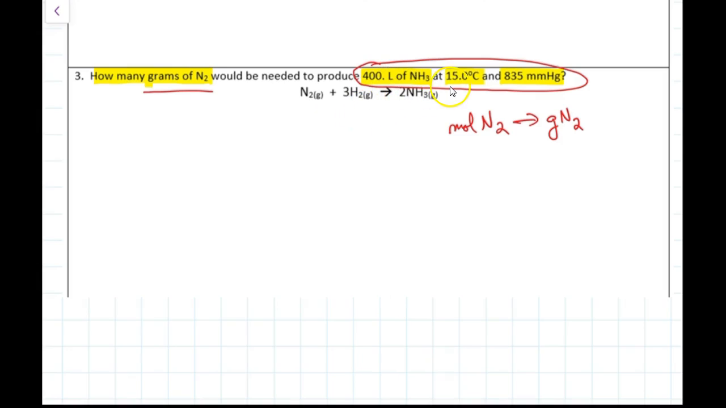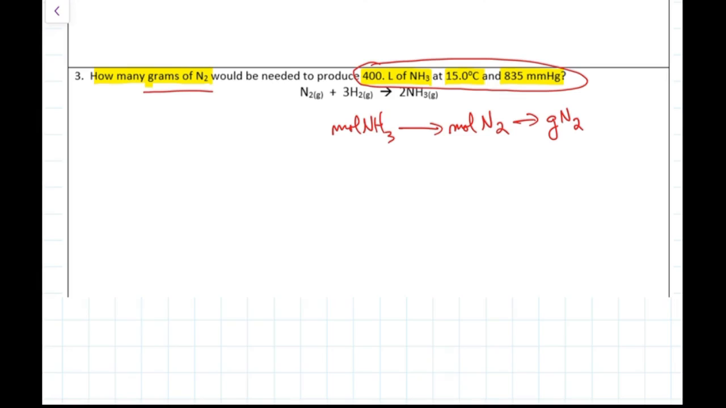I'm given the information about another substance in the equation. So I'm going to have to use that other substance, NH3, and figure out moles of NH3. So far this looks like stoichiometry, right? Just moles to grams. And we do have a balanced equation, so we will be able to go from moles of one thing to moles of another, right?